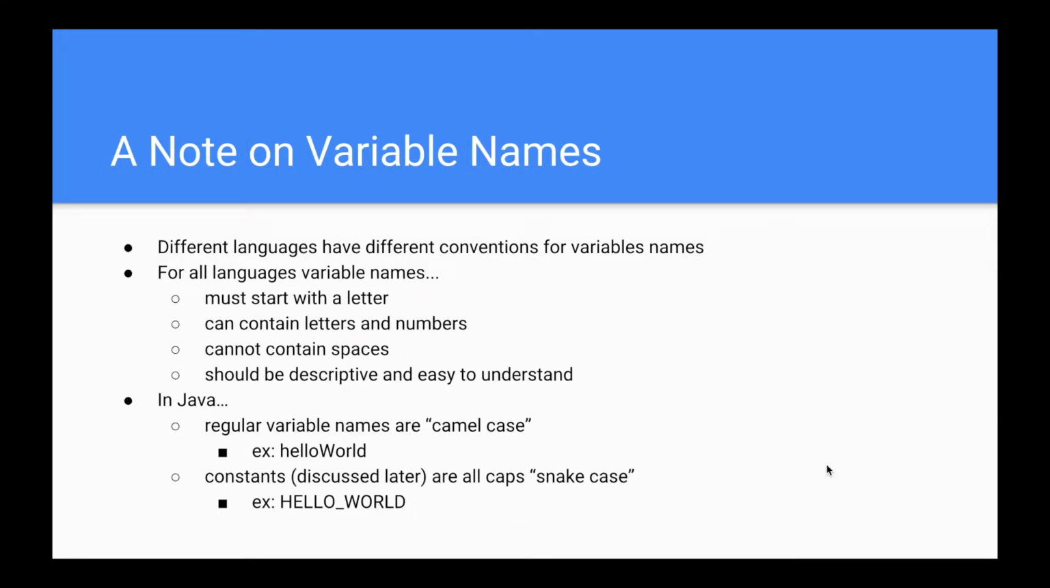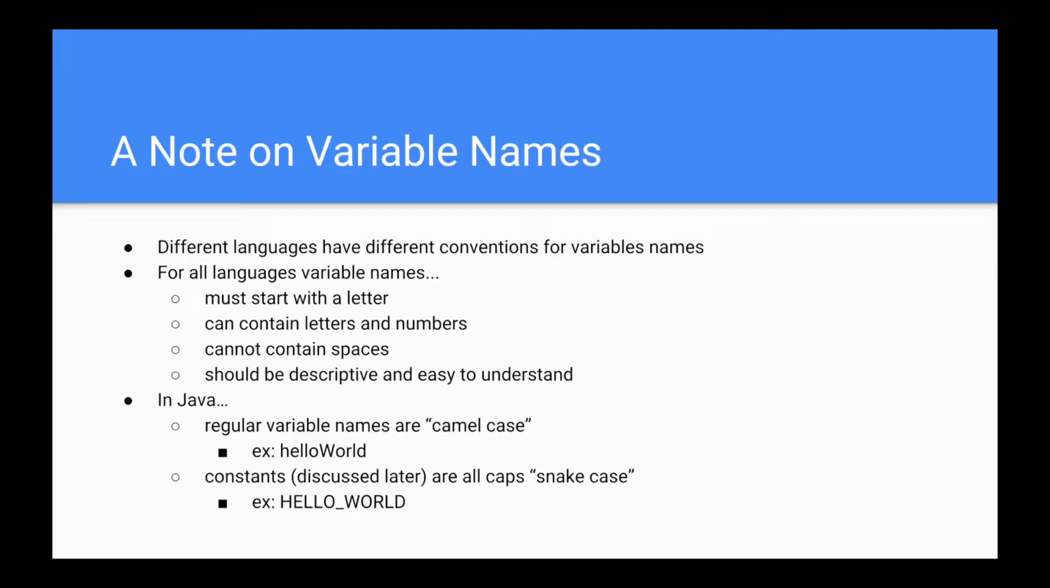So a note on variable names. Different languages have different conventions for variable names, but in all the languages, a variable name has to start with a letter. It can contain letters and numbers. It can't contain spaces, and it should be descriptive and easy to understand.